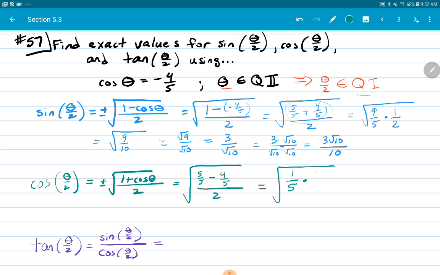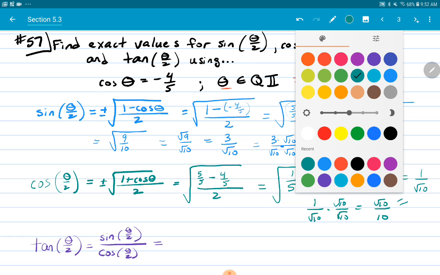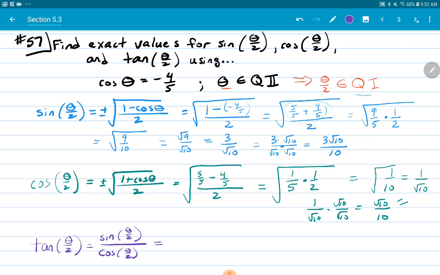Divided by 2 is the same as times 1/2, which gives me a radical 1 over 10, which equals 1 over radical 10. And again, if I want to rationalize that, then I would multiply by radical 10 over radical 10 and get radical 10 over 10. These values are equivalent. Okay, and finally tangent. I'm going to try to just use that sine over cosine relationship rather than using the formula for the half angle. It's a little quicker and easier.